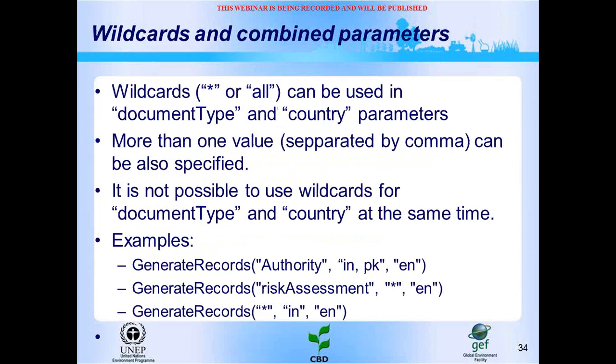We can use some wildcards and combining parameters. We have been seeing that through all the examples. The wildcards can be the asterisk or all, and can be used in the document type and country parameters, but not both at the same time. We can also specify more than one value in the parameters separated by comma.